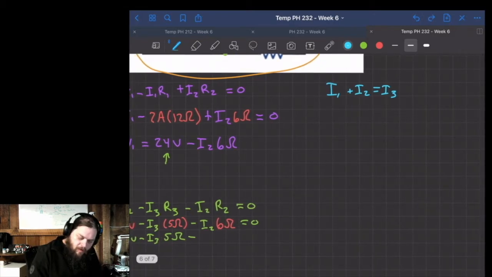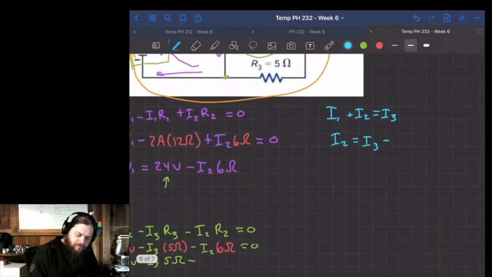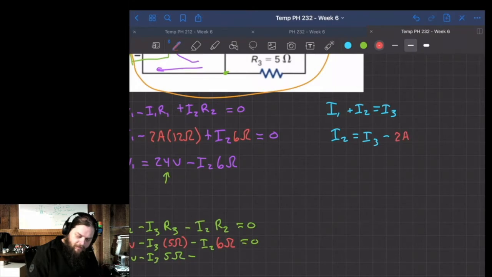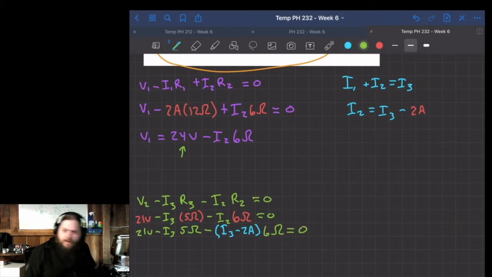Let's rearrange it so we can say I2 is equal to I3 minus. We know what I1 is. That's 2 amps. So I can plug in now the 2 amps here. And then I'll substitute in this I3 minus 2 amps times our 6 ohms is equal to 0. So it's just a lot of different substitutions using the 3 variables we have. So now I have the second one down to just two variables. So now I can actually just solve for I3 on the bottom.